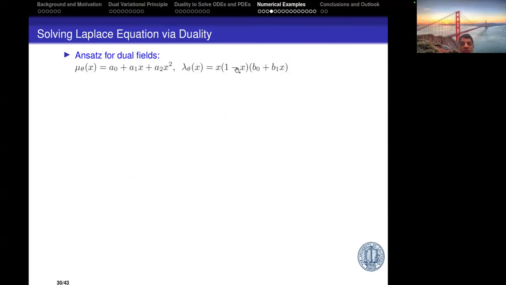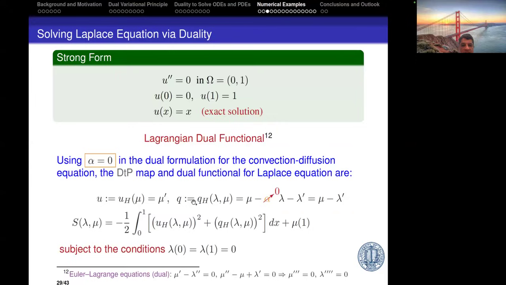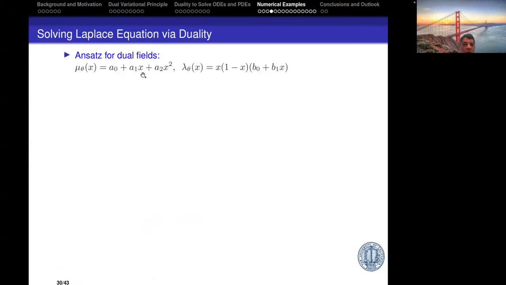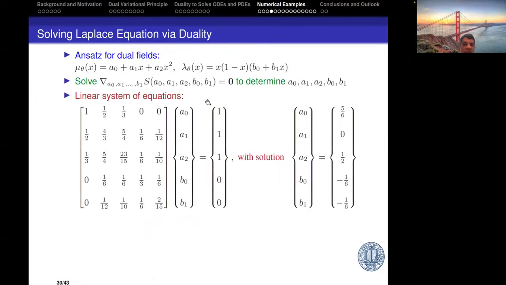So that's how it satisfies the boundary condition. At x equals 0 it is 0, and at x equals 1 this is by definition 0 for any b0 and b1. And there's nothing placed on mu, so this can be arbitrary. So a0, a1, a2 are all arbitrary. Now what we do is plug this into the functional, inside the S guy. So this becomes a quadratic function in a0, a1, a2, and you take its derivative with respect to these coefficients, it becomes a linear system of equations, and I did it symbolically. So you get precisely these equations: this is a matrix, this is the right-hand side vector, and this will give you a solution.